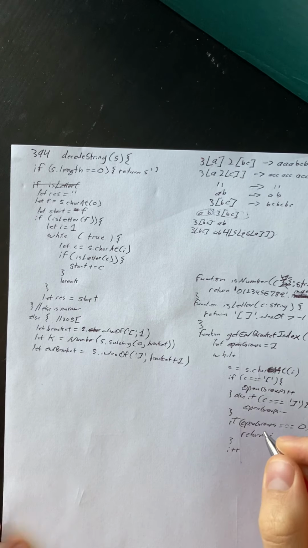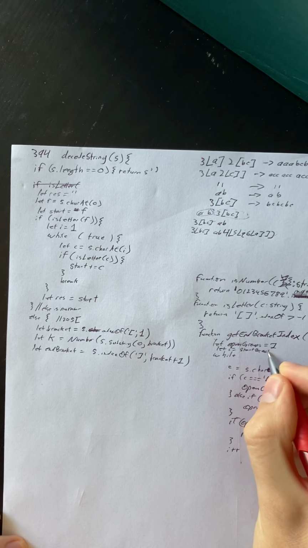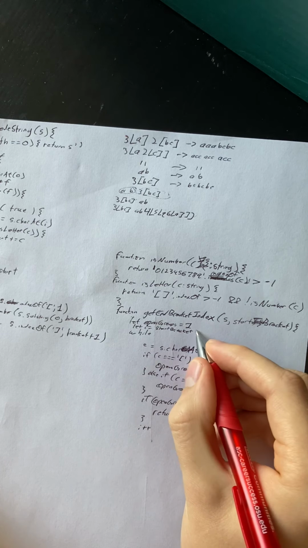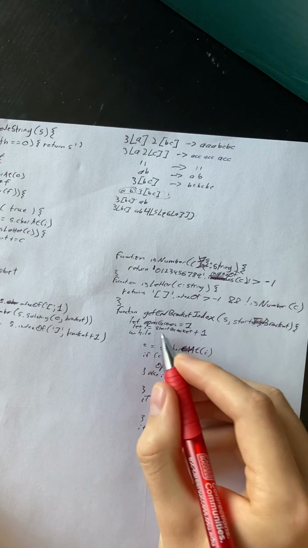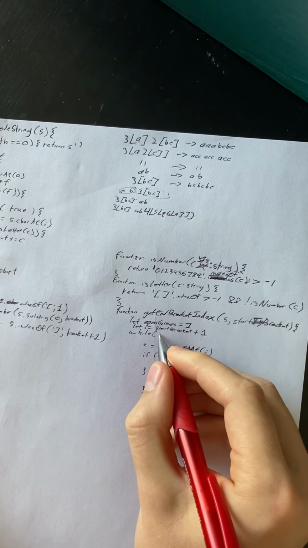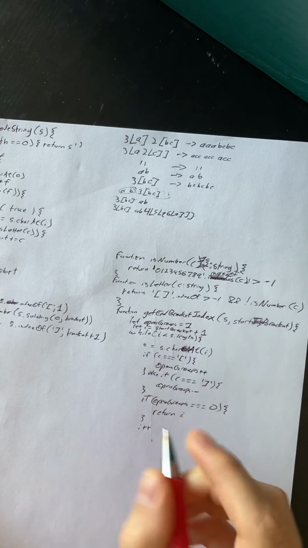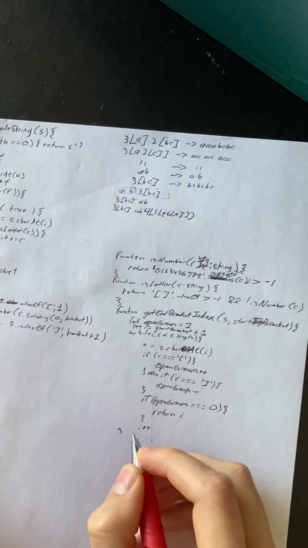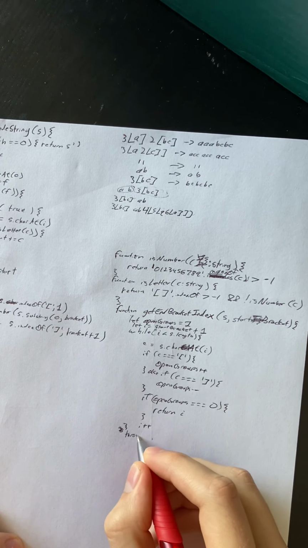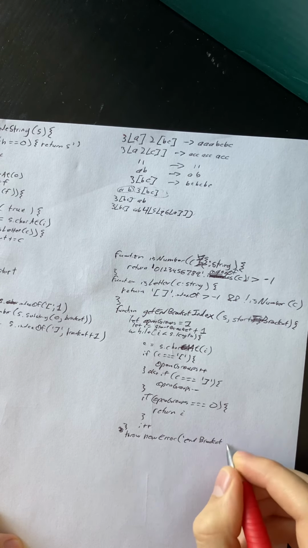And I'm going to let I equal start bracket plus 1, and while I is less than string length. And the problem says every string is well formatted, but if we ever got to the end of the while loop, we would throw new error, end bracket not found.